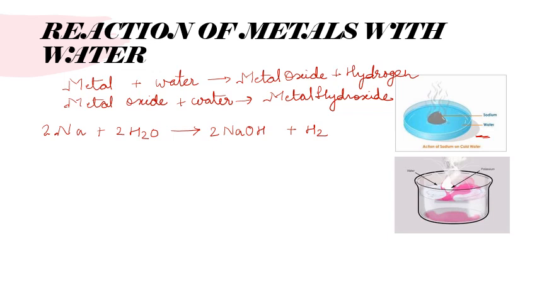Now same is the case with potassium also. It also reacts vigorously with cold water, even with steam also. And the chemical reaction which takes place in case of potassium is 2K plus 2H2O will give 2KOH, which is potassium hydroxide, plus release of hydrogen gas. So in this way we have seen how these two highly reactive metals, sodium and potassium, react with water to form their hydroxides, and they react vigorously.